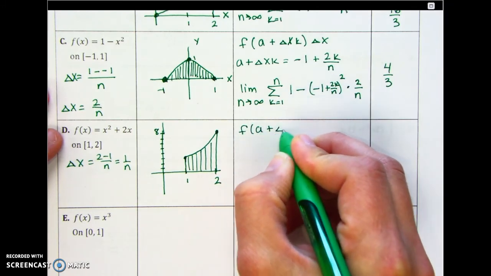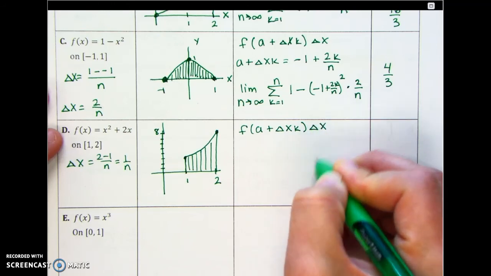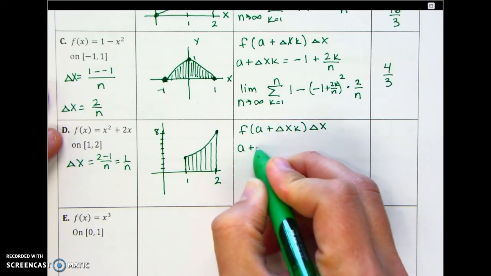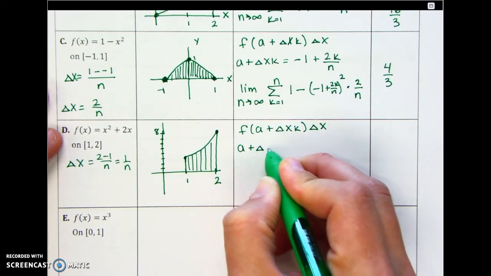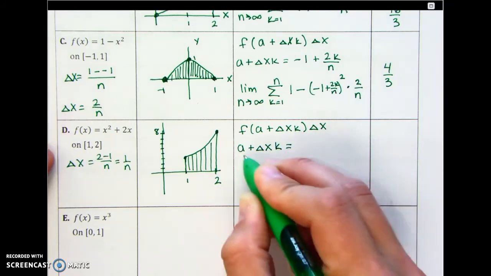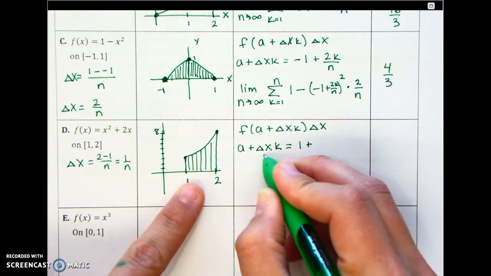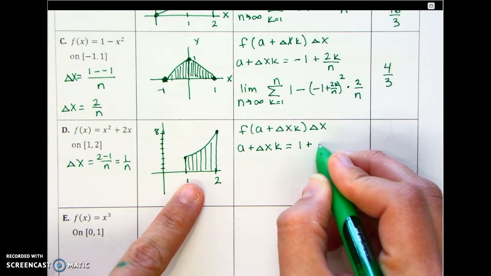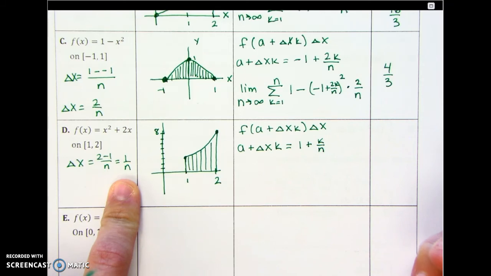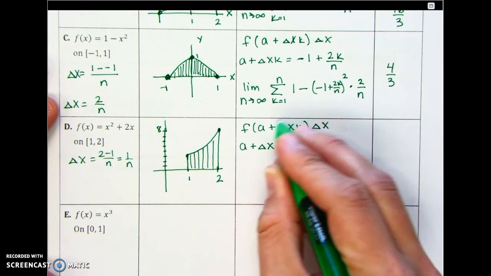I'm going to keep writing it so I memorize it, and you do too. That's what I'm going to fill in to the limit of sigma. So what I do first is I find what's going to go inside this f. A plus delta x k. A is your starting x value. We're starting at 1. Then we're going to add the change of x, which is 1 over n, and I'm going to multiply that by k. So 1 over n times k. This is going inside my function.